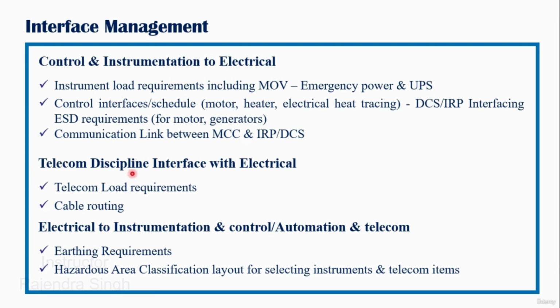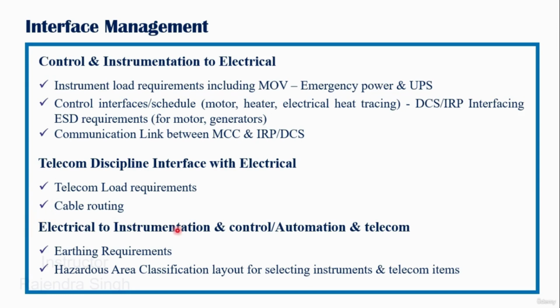For telecom discipline interface with electrical, the telecom load requirements have to be specified by the telecom discipline to electrical, so as to consider the load in the load list for the transformer and load distribution scheme finalization. Then we have to understand the cable routing data or preferences for the telecom load.